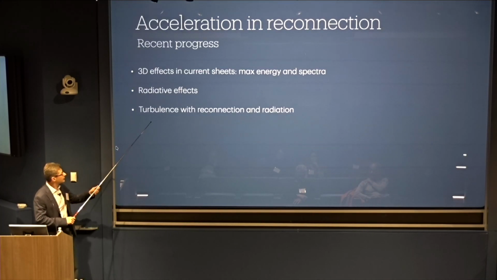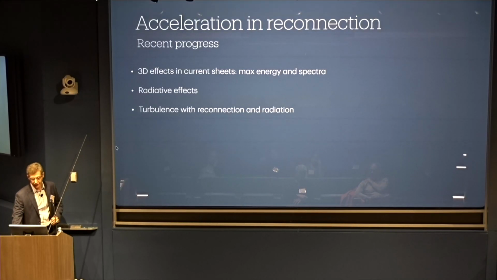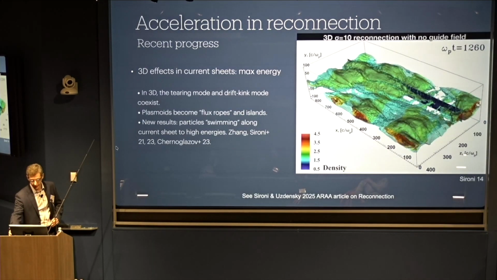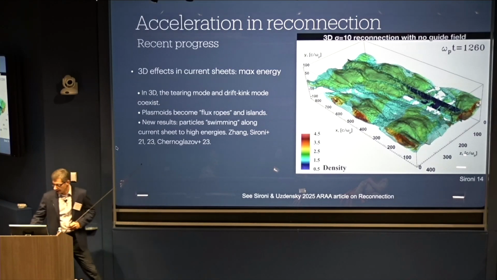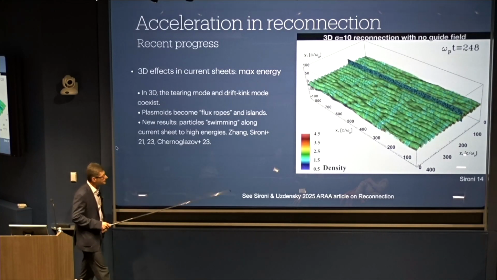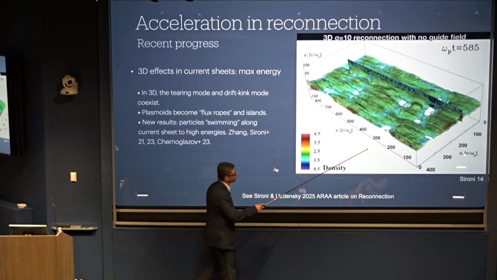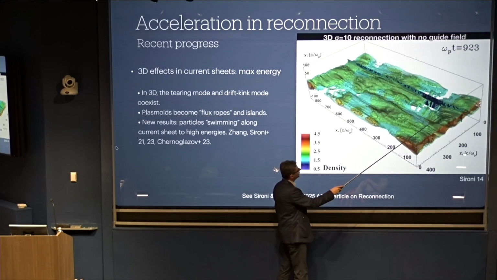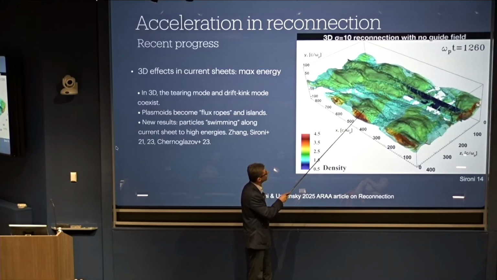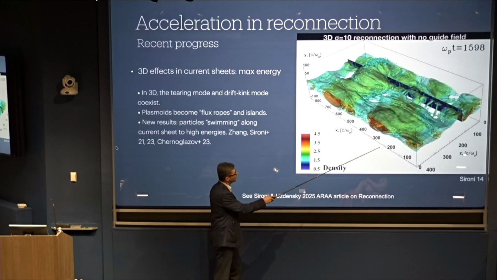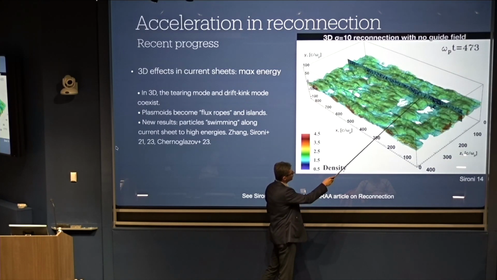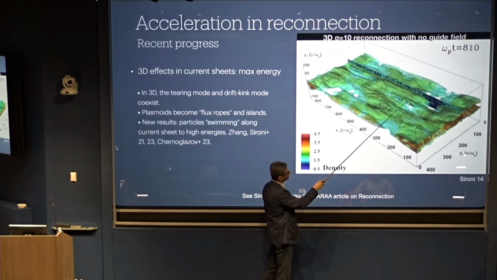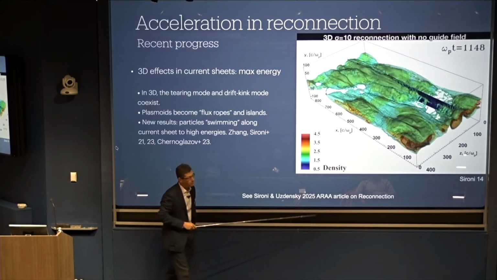And also, recent work on adding turbulence with reconnection and radiation creates interesting opportunities for explaining observations. So what's going on? In 3D, the sheet becomes unstable to both the drift kink instability, which is along that direction, but also the tearing mode, which is the formation of the plasmoids. In 2D, these look like organized islands. In 3D, they become these flux ropes. Sometimes they're not completely connected, so they're kind of little blobs flying around.